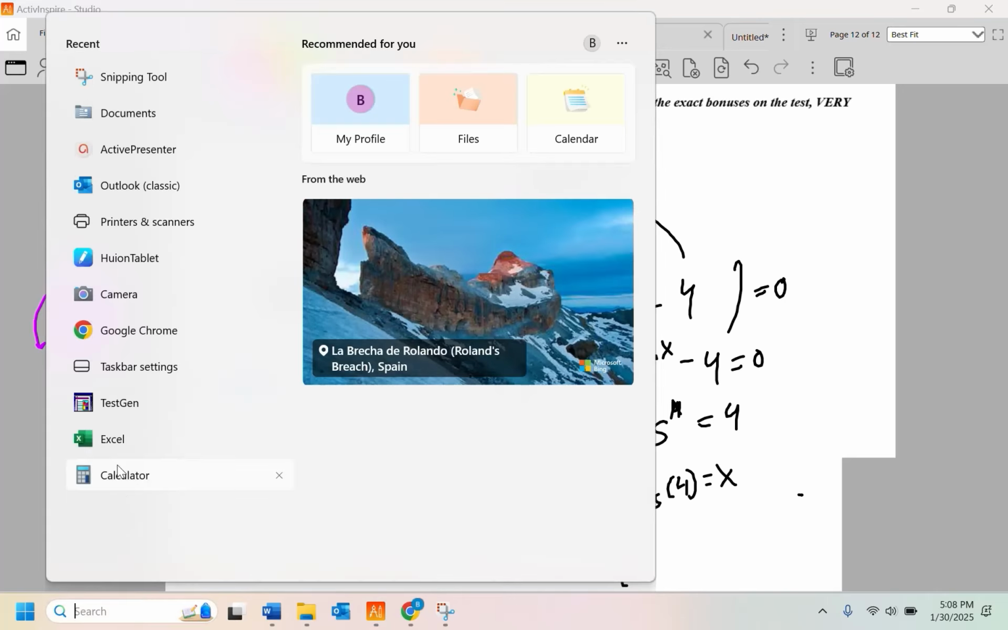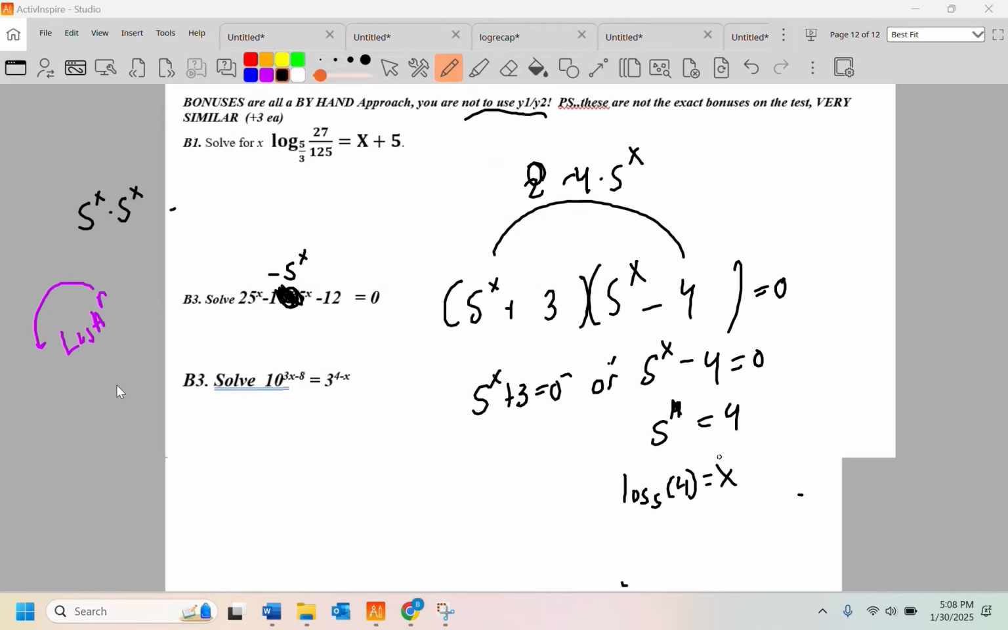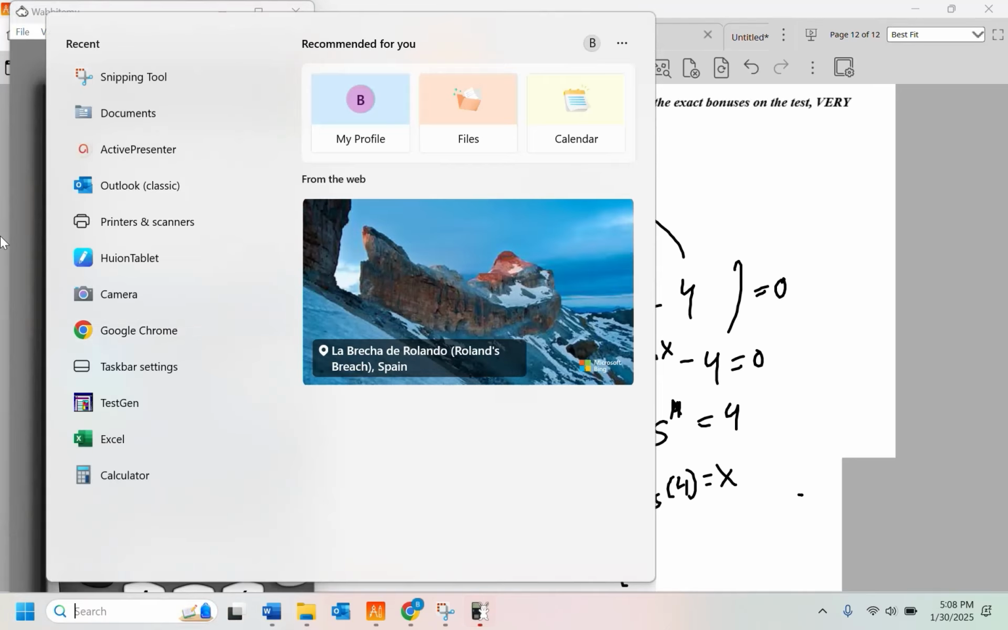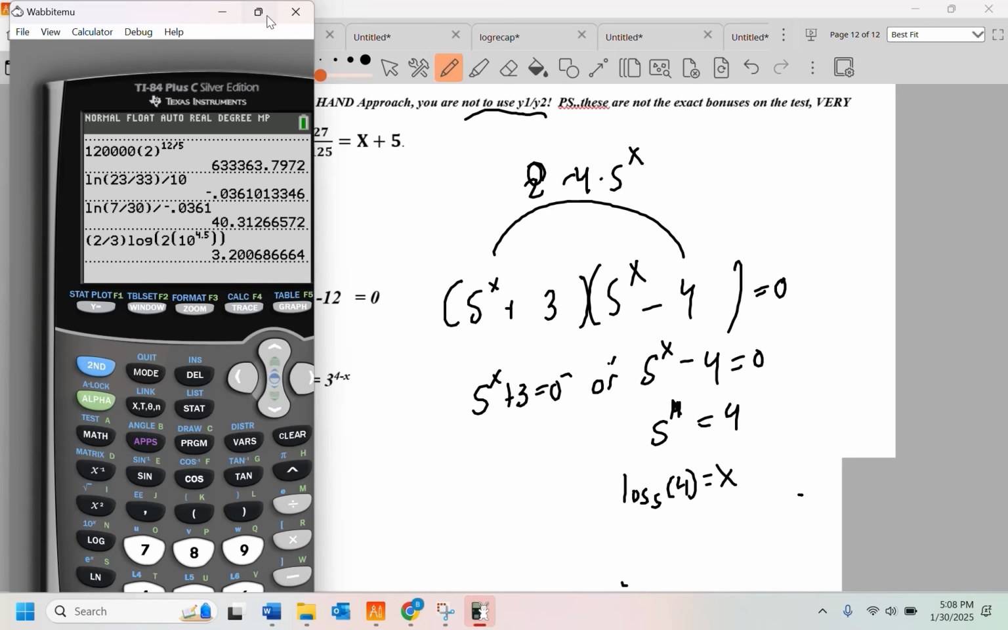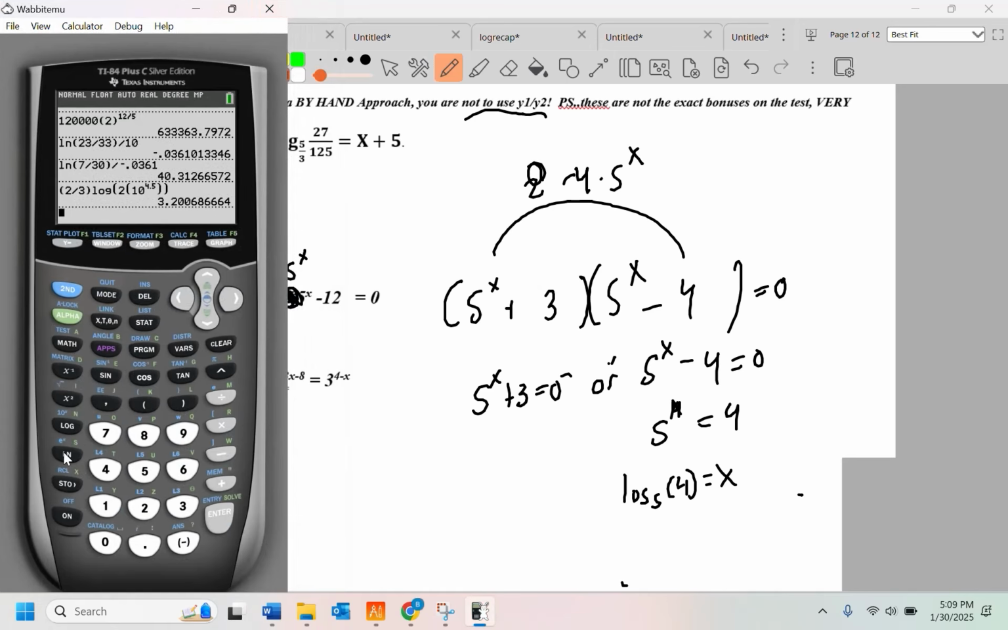Fire up my trusty TI-84, which is not where it's supposed to be. There she is. Now, if I'm going to do log base 5 of 4, I'm going to have to do ln 4 over ln 5, right? And there's my answer, 0.8614.